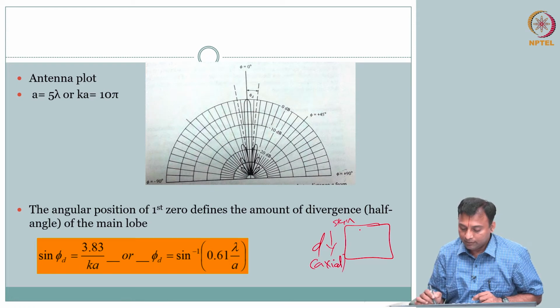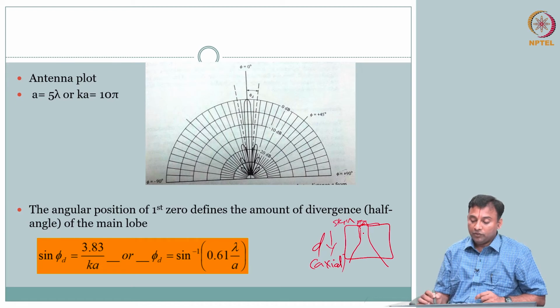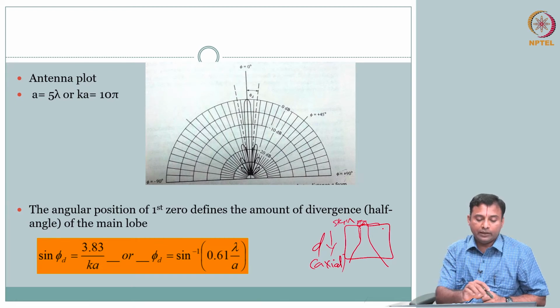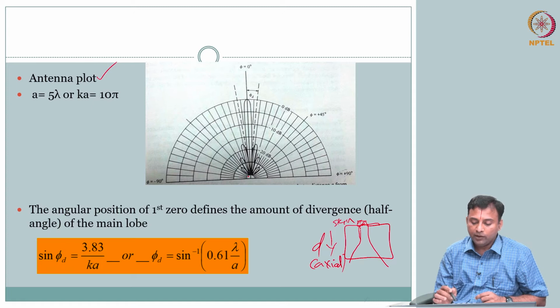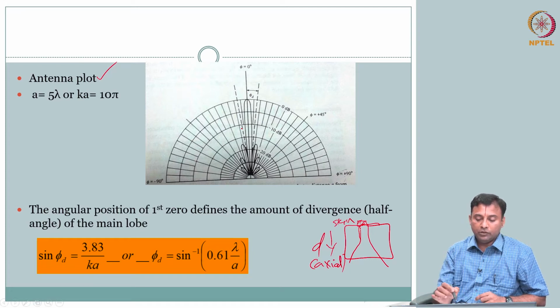But what we are interested in is spreading in the other direction. So we are talking about this direction. If I have to just plot this, this is my transducer. So typically how do they represent it? They represent it in terms of an antenna plot, where you see that there is an angle of divergence. You can calculate the angle of divergence using this.